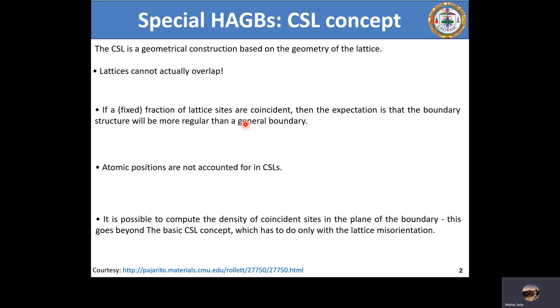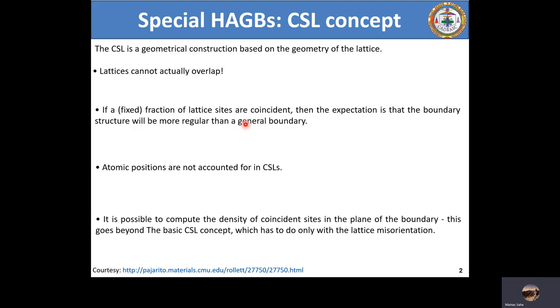There are a lot of computational approaches for that. But the basic CSL concept has nothing to do with this, because it is defined by the intervals at which the lattice points between the two grains are in coincidence with each other. It does not have anything to do with the density of the coincident sites along the grain boundary plane. So that is something which has to be taken care of.